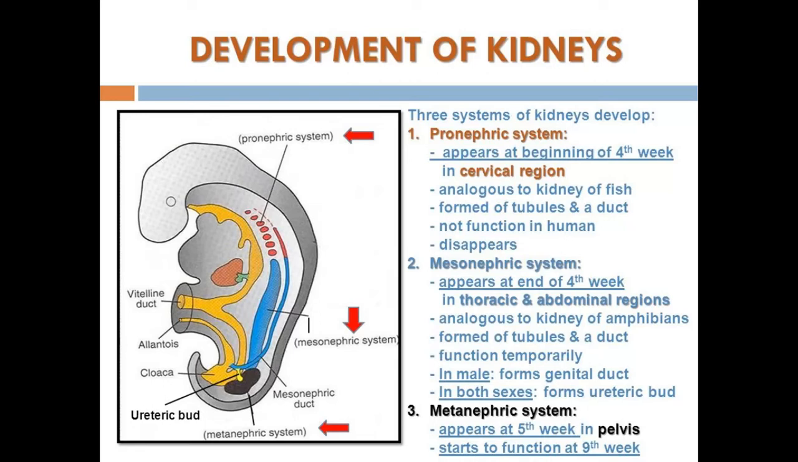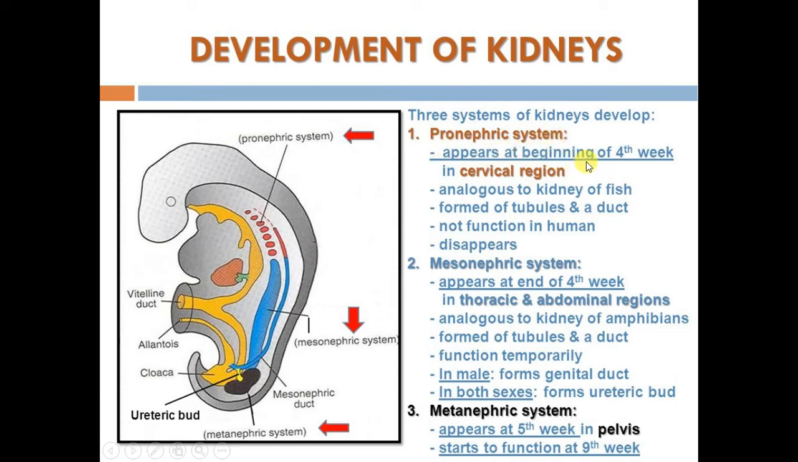Now we can well understand the development of the kidneys. Three systems are related to the development of the kidneys. Number one is the pro-, it means it will be the very first, pronephric system. Nephric kidneys, pronephric system.